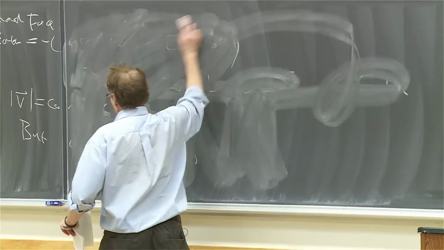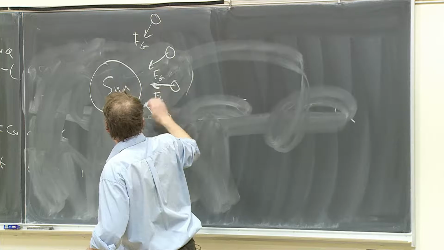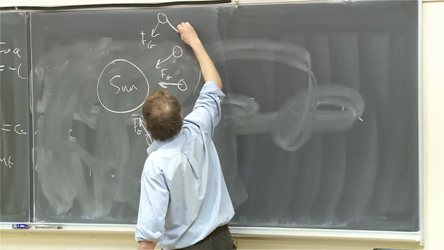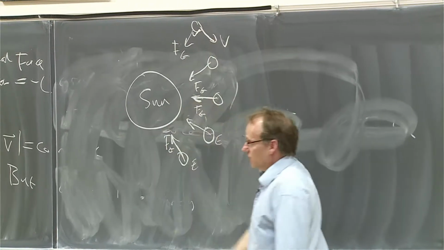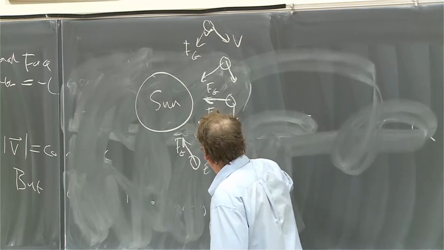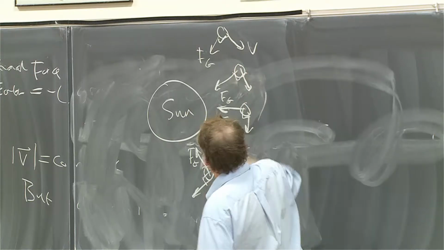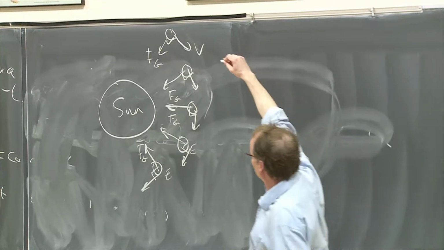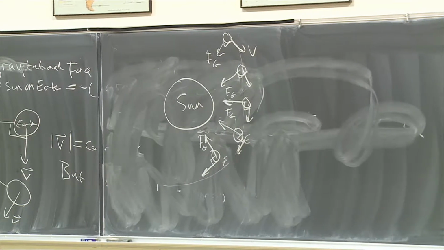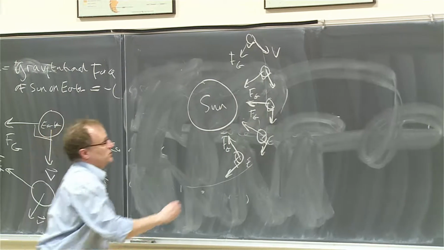Just to clarify, it basically deflects continuously. So if you imagine doing this again and again and again, you could see that you might end up with something that basically, not necessarily to scale, FG, force of gravity, which if you like is a vector. And this would be the Earth.